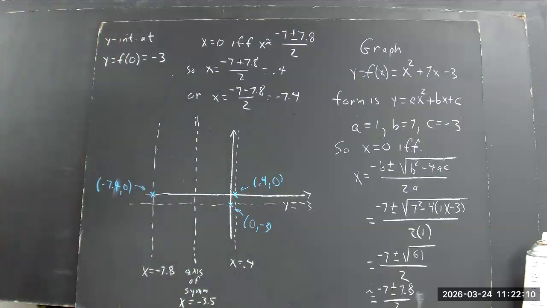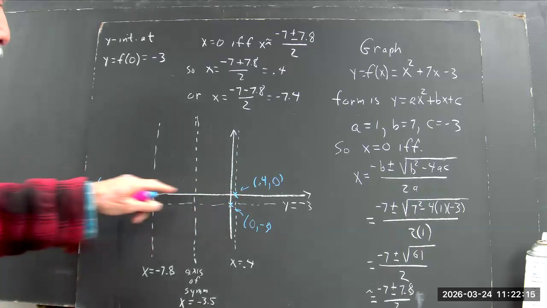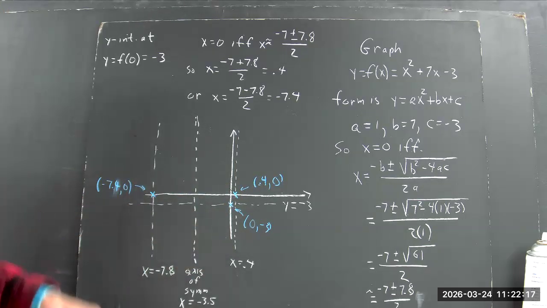Why should it be x equals negative 3.5? Well, because that's what we get that's halfway between our known zeros, assuming we calculated the zeros correctly.